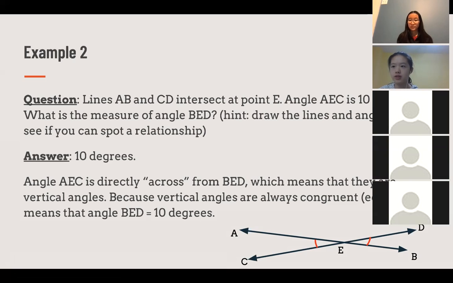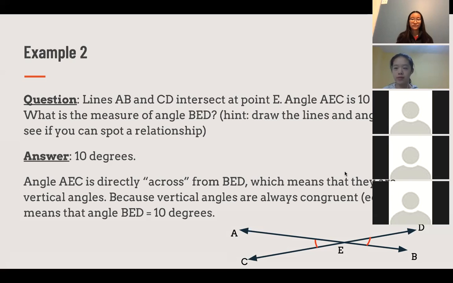If you look at this image, you can see that angle BED is directly across from angle AEC. If you remember when we were talking about vertical angles, these two angles are vertical angles, and they'll always be congruent. So BED is the same as AEC. So the answer is 10 degrees.